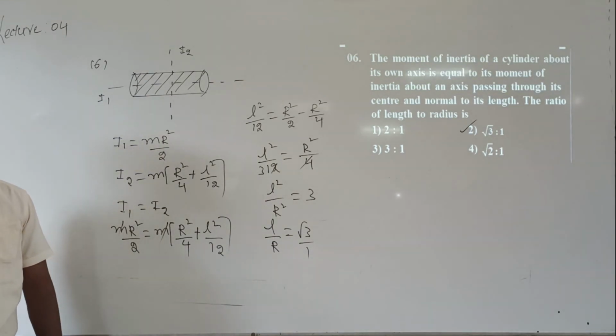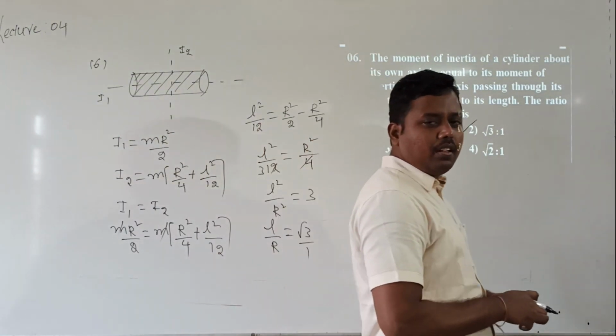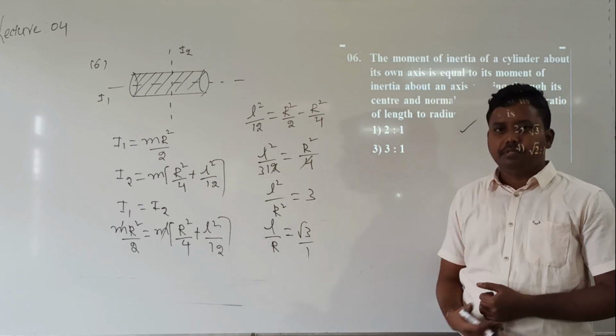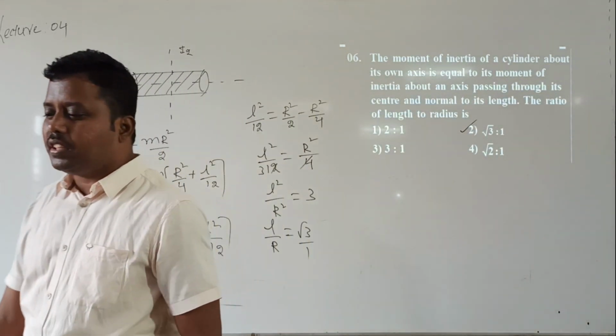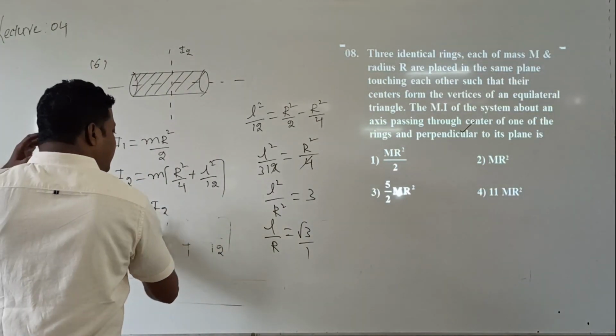Okay? So to do this chapter, I told you about the tabular column that we have discussed. The moment of inertia of each and every body, you have to remember that. Okay? So this is question number 6. Next question. Question number 8.